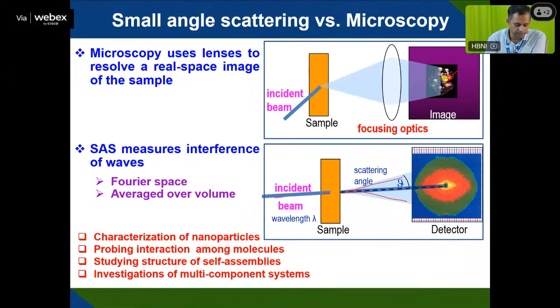So this technique is mainly used for characterizing nanoparticles and probing interaction among molecules. Like if you have 2 or 3 molecules, how they interact with each other when they come closer. That information we can get by the scattering technique, because there is a wave vector from one particle to the nearest neighbor, so they will interfere and you will get an interference wave that you can analyze to get information about the shape and size of the nanoparticle, and then studying the structure of self-assembled nanostructures, and you can even analyze multi-component systems.